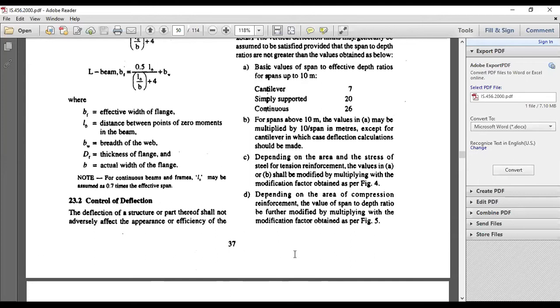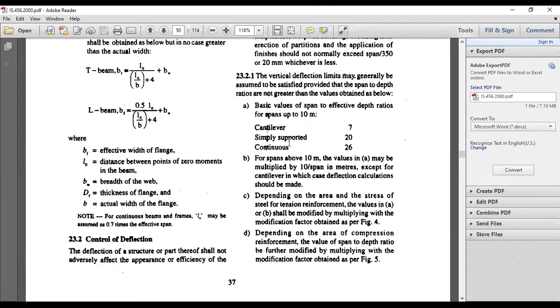Why? Because if you go to page number 37, here you can see that to calculate the depth, span to depth ratios are given. Here you see the basic value of span to effective depth ratio for spans up to 10 meters. The span to effective depth ratio is given for slabs up to 10 meters. If it is a cantilever slab then it is 7, if a simply supported slab then it is 20, and if a continuous slab then it is 26.